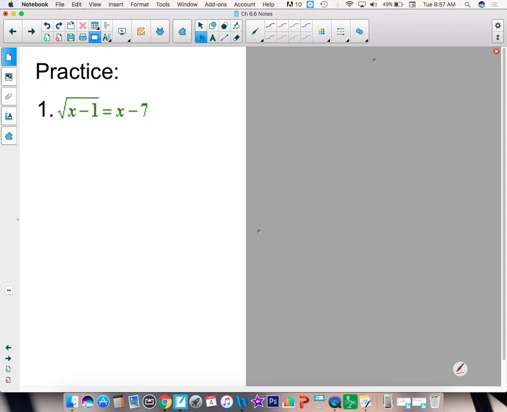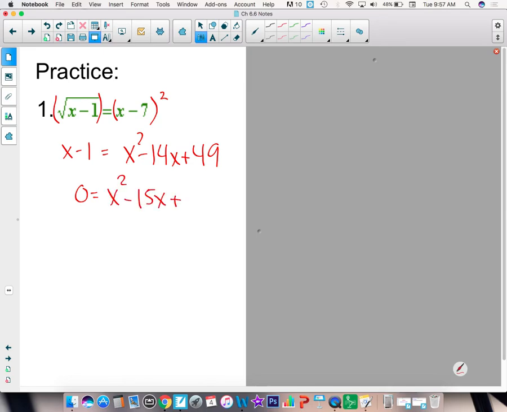So, isolate the radical, that's done. Then we square both sides, and that gets rid of my radical. Then I'm going to square that one, so it's x squared minus 14x plus 49 if I use my pattern. Okay, move the x over, move the 1 over, I get 0 equals x squared minus 15x plus 50.